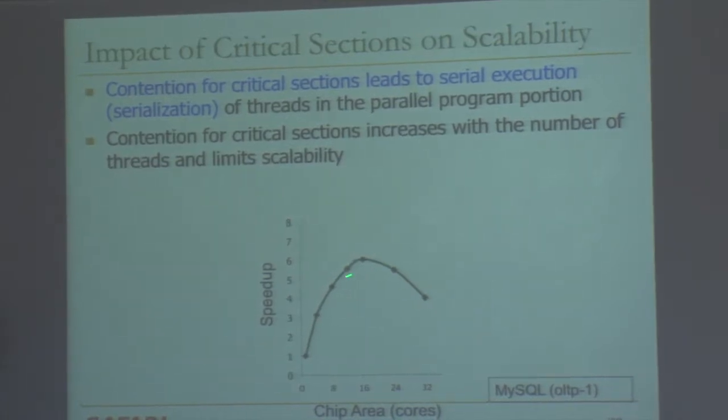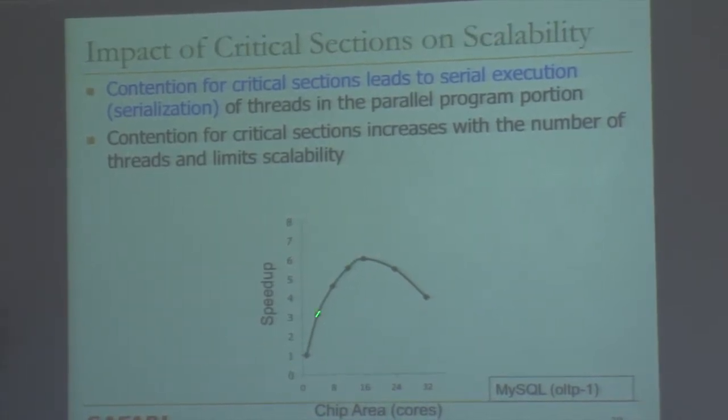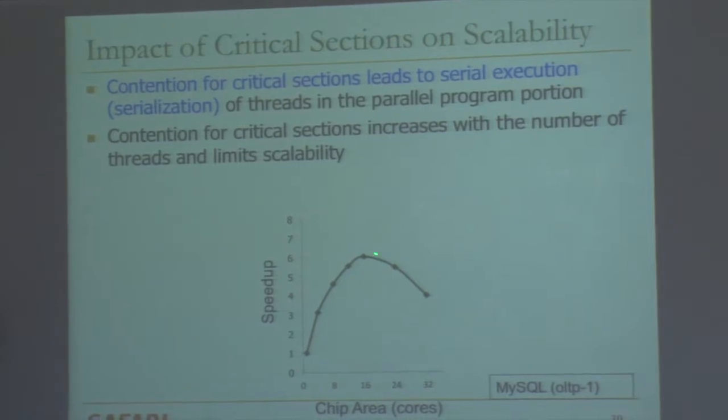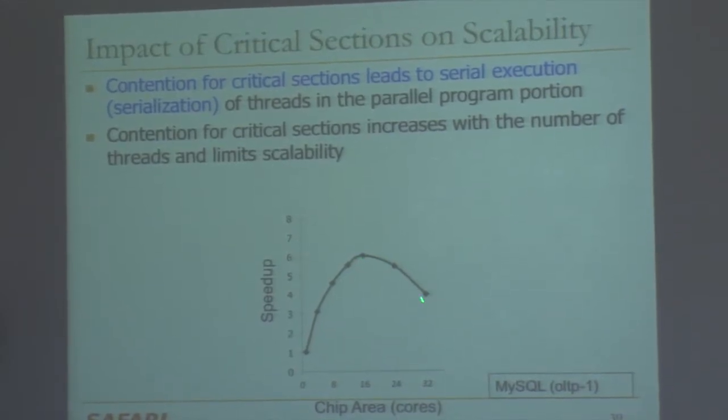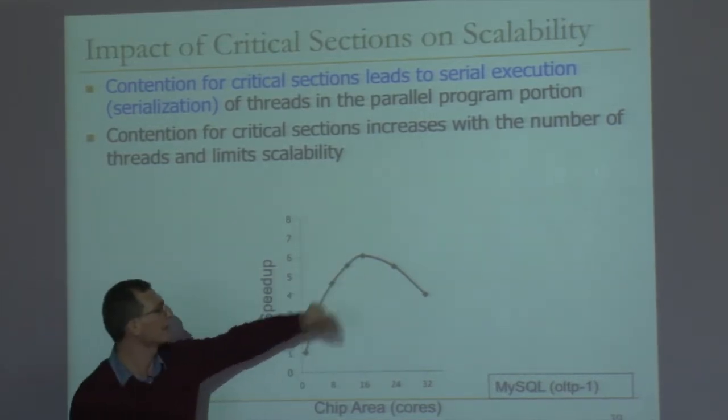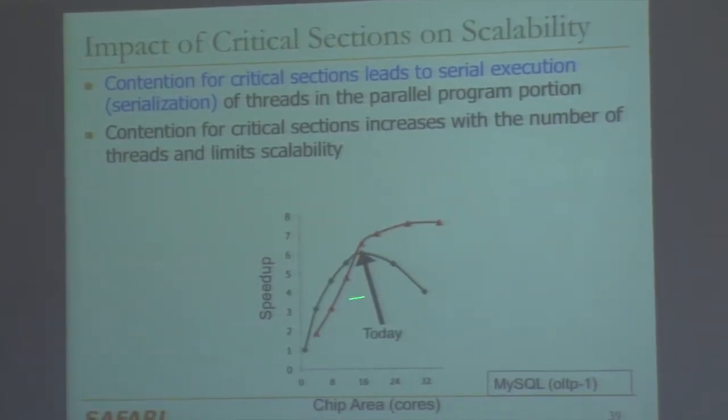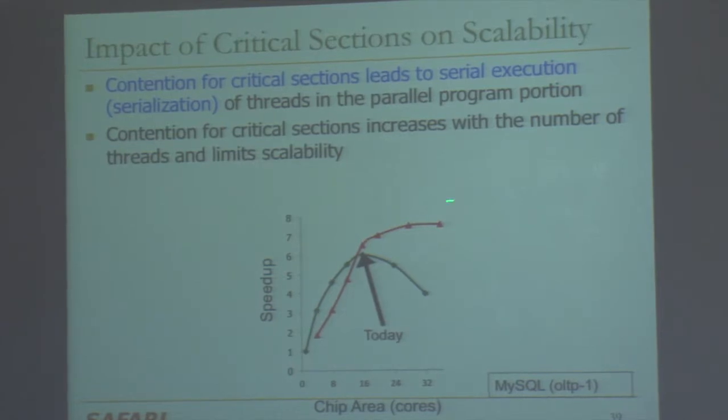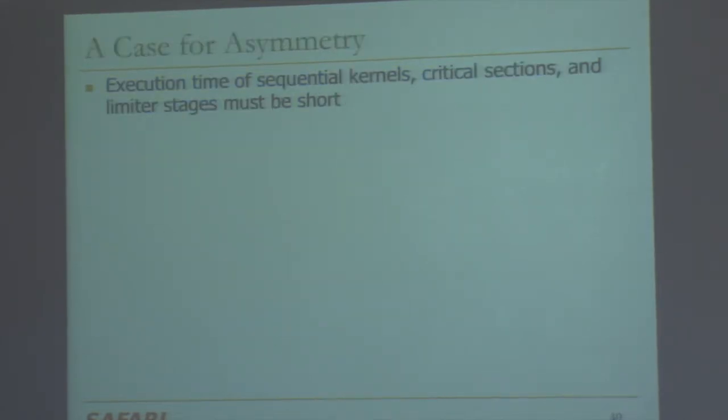And this is what I've shown you with MySQL, right? The reason this curve looks this way, you get less benefit, is because of the contention for critical sections. And then you later introduce other overheads like bandwidth contention, resource contention, and also ping-ponging. So today, that's what you get. So we'll look at a mechanism that buys you a better scalability curve, a better performance curve. And that's the idea of accelerated critical sections.